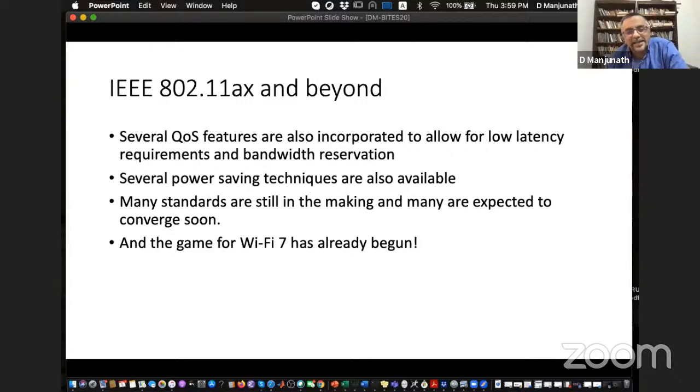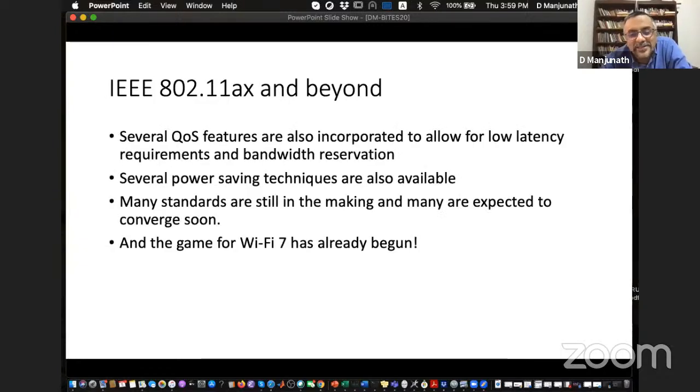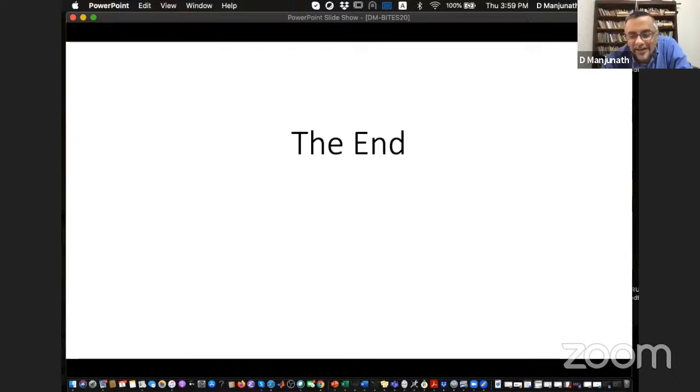People are already starting, although Wi-Fi 6 is not ready, to talk about Wi-Fi 7, much like 5G, 6G, and whatever else G there is. So that's where I conclude. If there are any questions on any parts that I missed, or that you want me to cover, I'll be happy to take any questions right now.